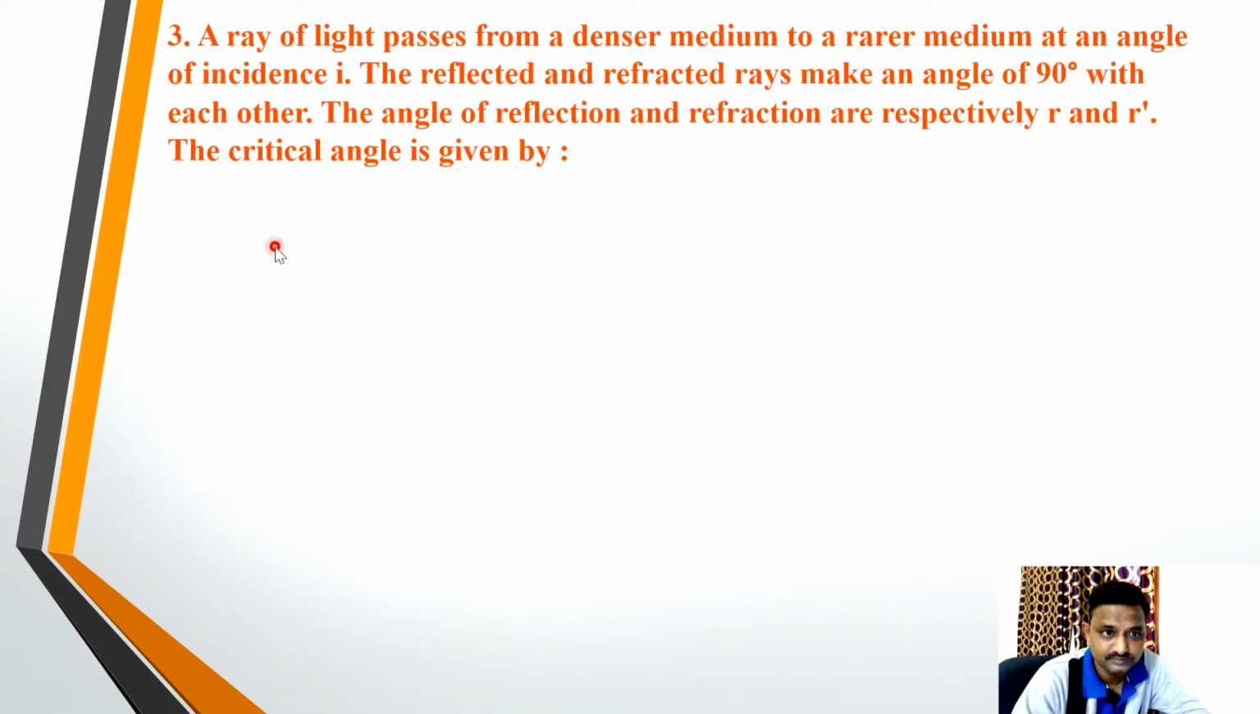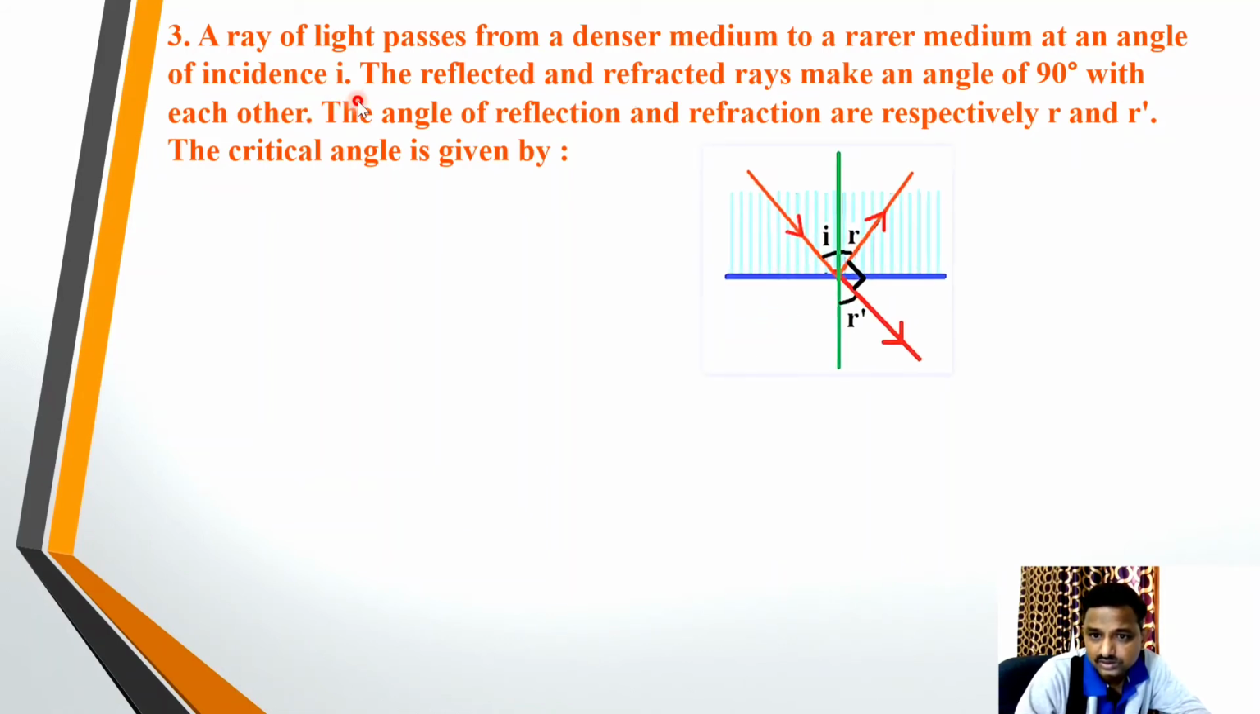Now third question. A ray of light passes from a denser medium to rarer medium at an angle of incidence I. So here a ray of light is passing through denser medium to rarer medium having angle of incidence I here. The reflected and refracted rays make an angle of 90 degrees with each other. So here this reflected ray and refracted ray make an angle 90 degrees with each other.